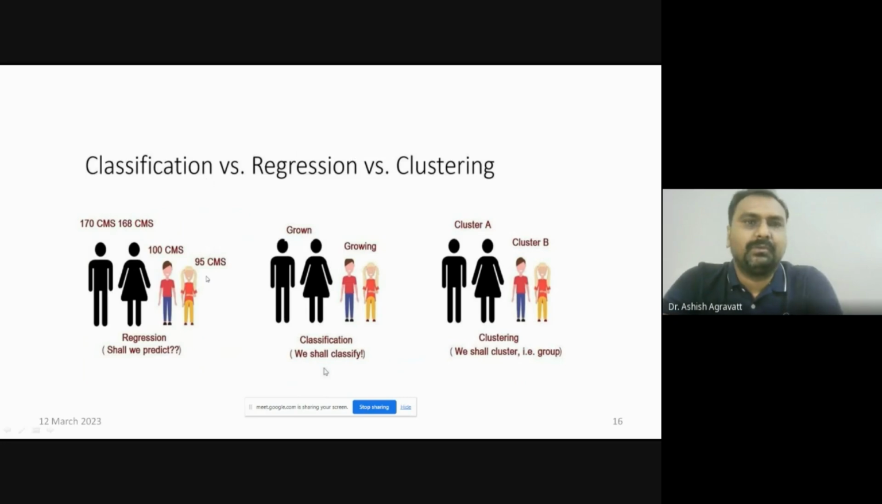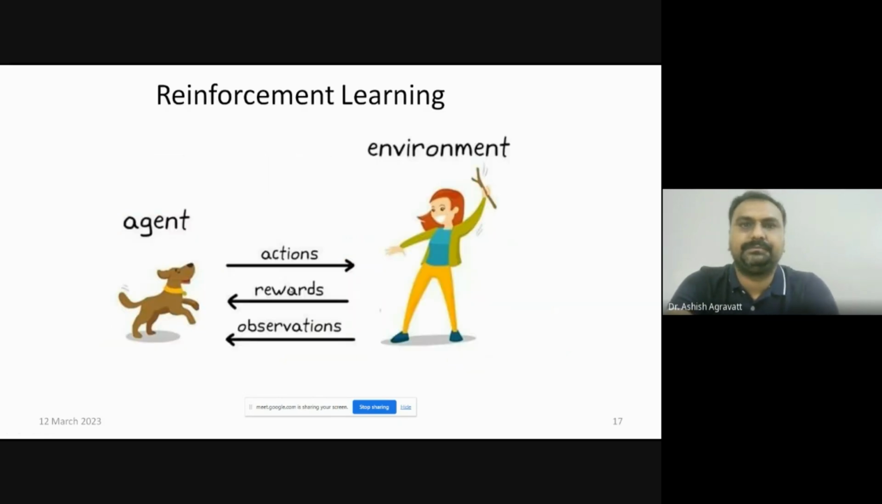Okay. So you can see here again, in supervised learning, there is classification versus regression. In regression, we get a number. So we can predict the height of the person based on the regression model, based on growth. While in case of clustering, it will cluster into two groups. Okay. So the main difference is that here the data is unlabeled, and here the data is labeled.